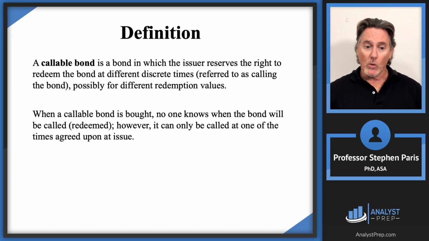Okay, so no one's going to know. When we buy the bond, no one knows when the bond will be called. The company doesn't know when they're going to call the bond. We don't know when they're going to call the bond. However, there are only fixed dates in the future that they're able to do so. So it can only be called at one of the times agreed upon at the issue. At issue means at the time that the bond was issued, or when we bought the bond.